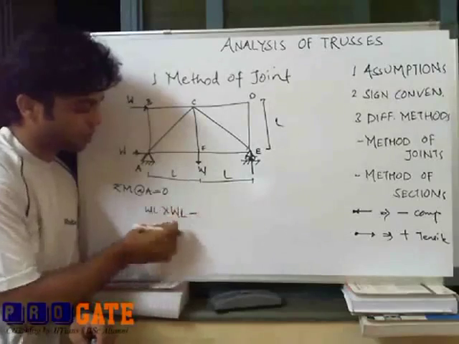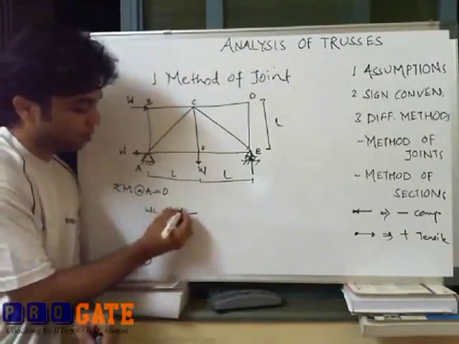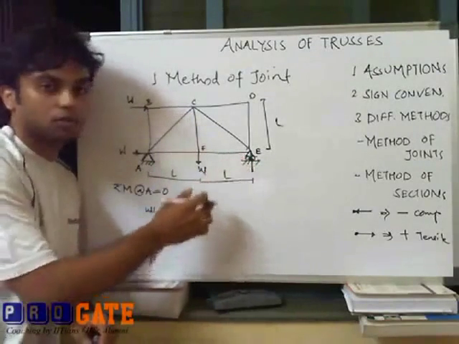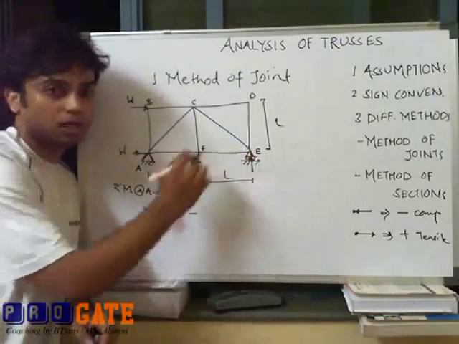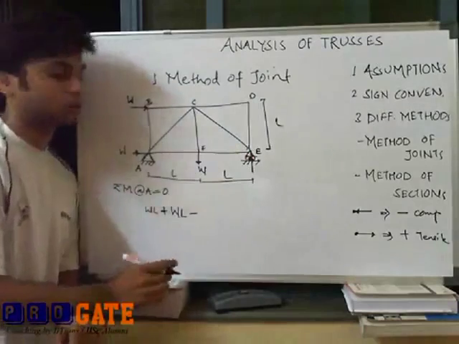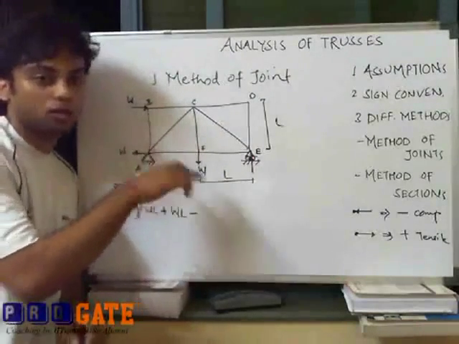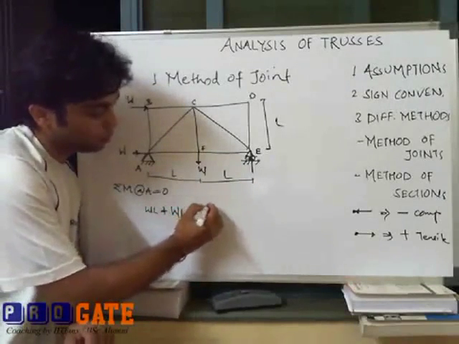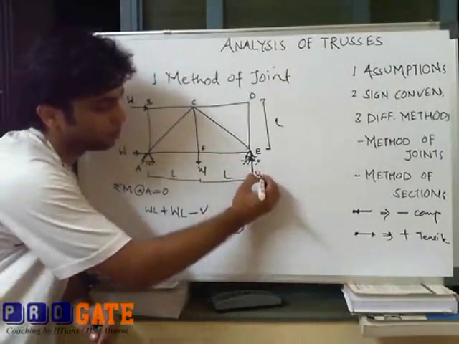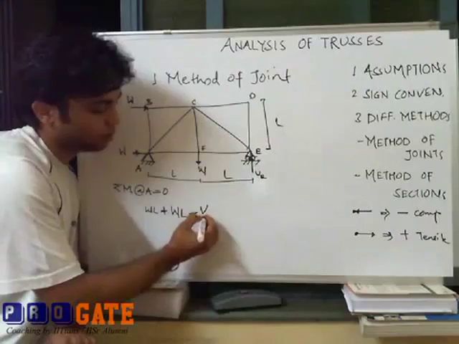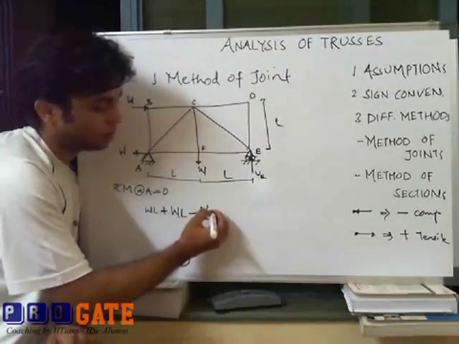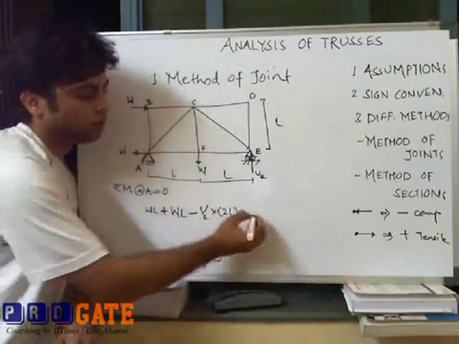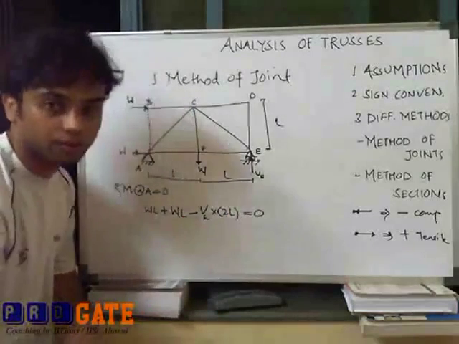Here both were clockwise, so I just wrote plus, and according to our assumption, the vertical reaction at E will generate anti-clockwise moment, hence it comes negative. And what will be the moment? Suppose this is VE, vertical support reaction at E, and its moment is equal to 2L, L plus L, 2L. So this all must be equal to 0.